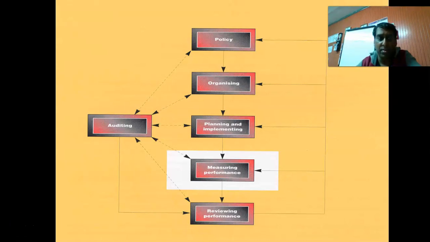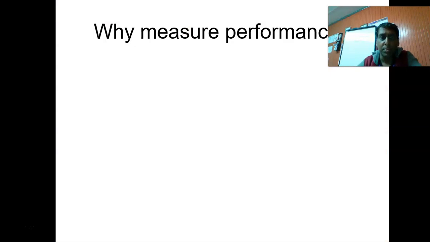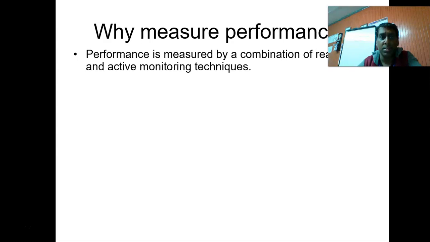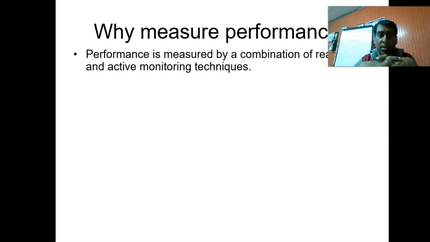At the end of the month, what they would normally do is compile what has happened for the month. And for those of us in safety already, we would normally refer to this as KPIs. So why do they do that? Why do we measure performance on a monthly basis? Performance is measured by a combination of reactive and active monitoring techniques.